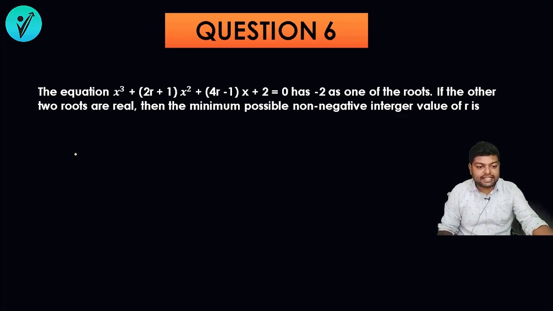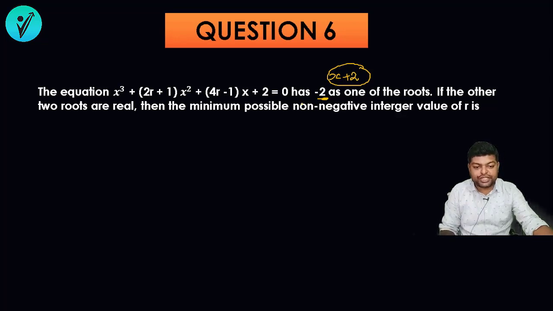The question number 6 is what? The equation x cube plus (2r plus 1) x square plus (4r minus 1) times x plus 2 equals 0 has minus 2 as one of the roots. So it is saying that for this expression, minus 2 is one of the roots. So if minus 2 is one of the roots, we can say that x plus 2 is one of its factors.